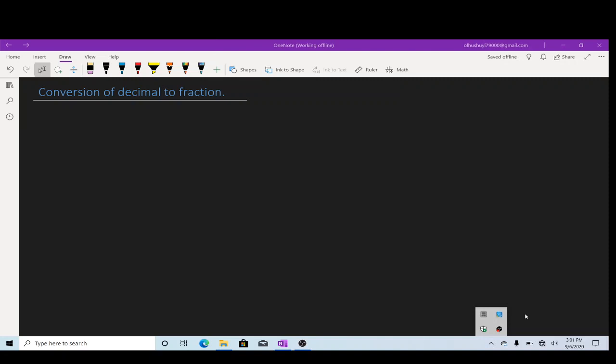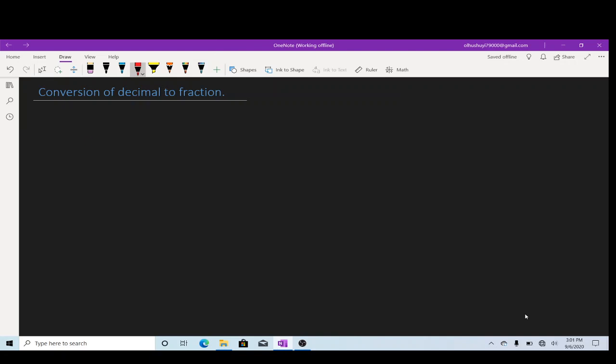Okay, good. We'll be talking about fractions again. We are still on the fraction series. So now we look at conversion of decimal to fraction. We did conversion from fraction to decimal. Now we go with conversion of decimal to fraction.